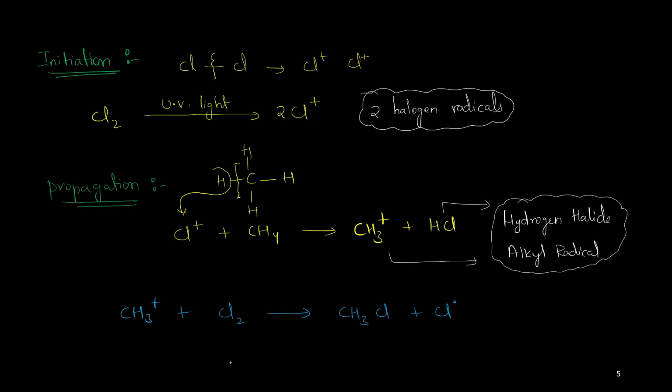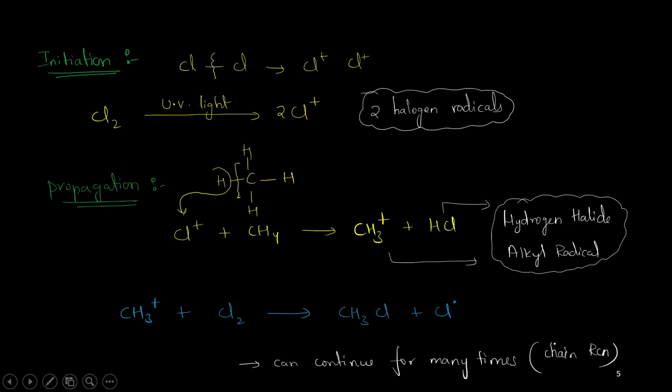So remember, the propagation can continue for many times. That's why it is called the chain reaction. The alkyl halide we are producing by the newly formed alkyl radical breaking the bond between the chlorine molecule will continue for many times and form the chain reaction. Okay. Is that clear?